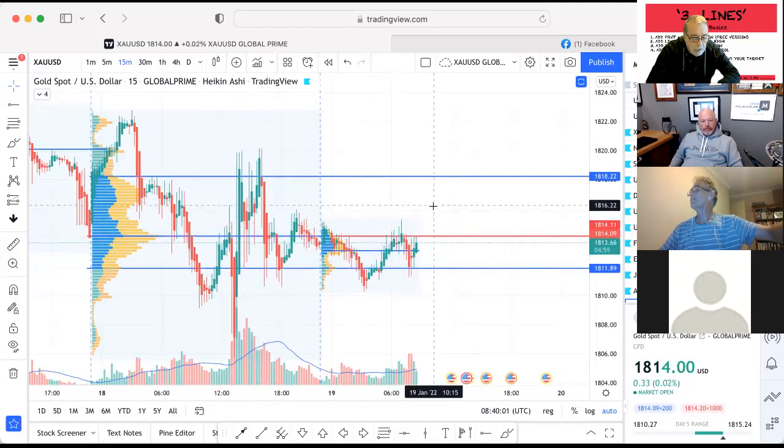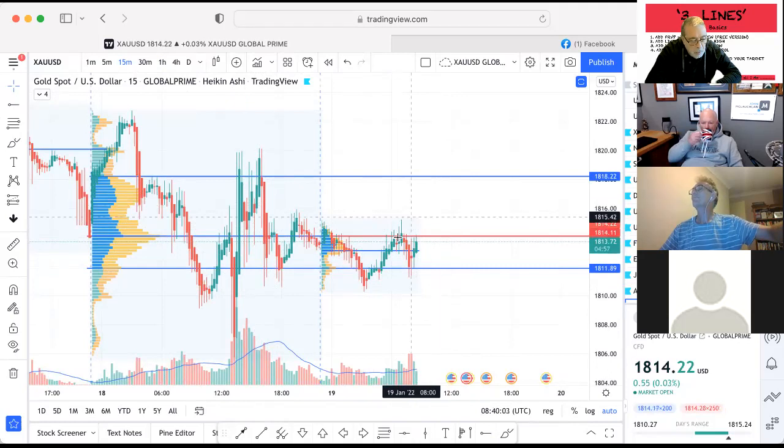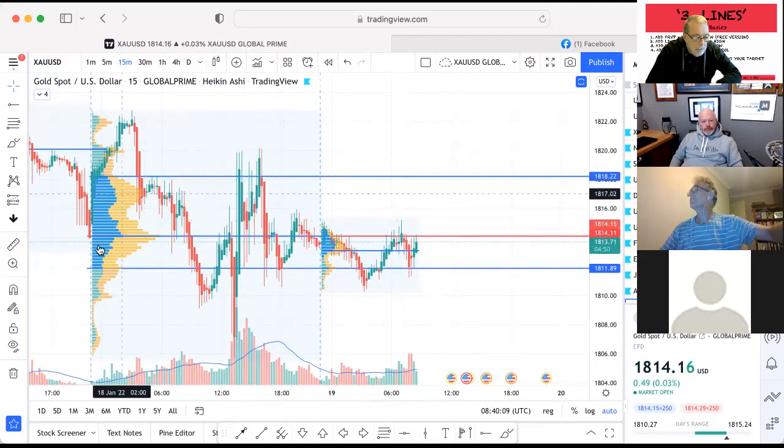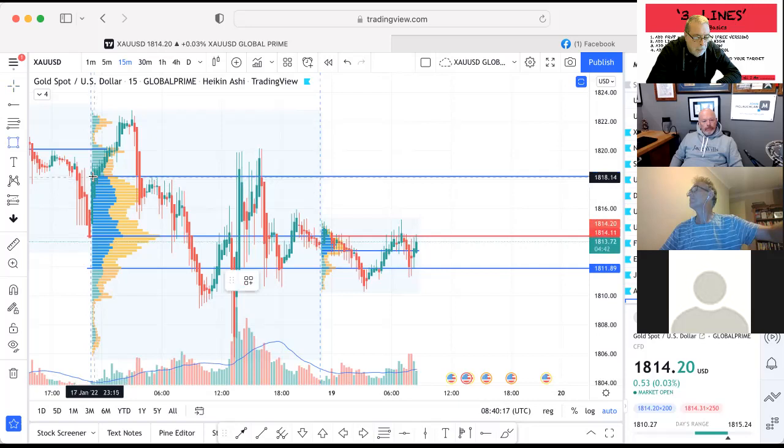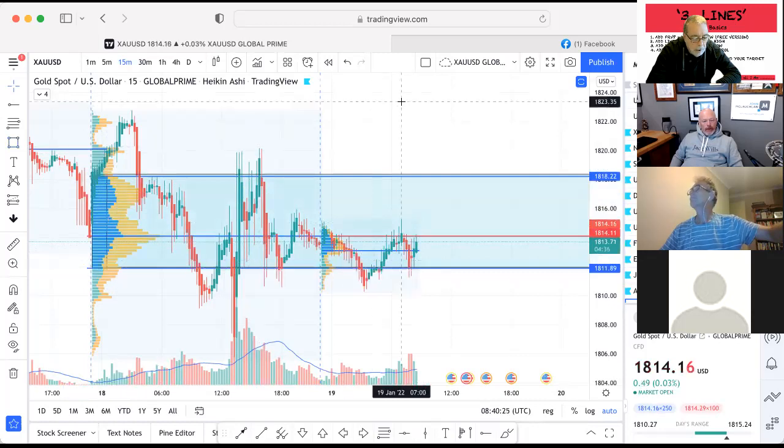And as you can see, in this value area, I'll make it easy to see. I'll put a rectangle on that. There we go. You can see that slightly better now.